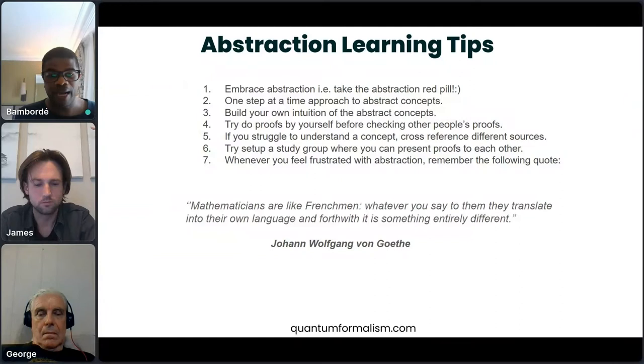Another thing, the second piece of advice, is to take the abstract concepts one step at a time. And James's course is a great example of this, because everything is built on top of each other. If you struggle with one prior abstract concept, it will be very hard for you to take a shortcut. So there is no hack around this.